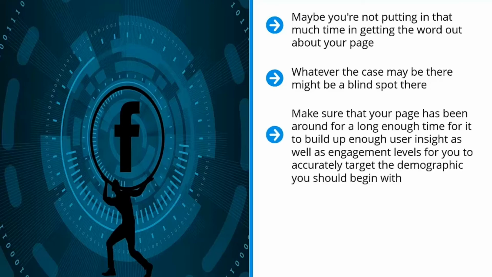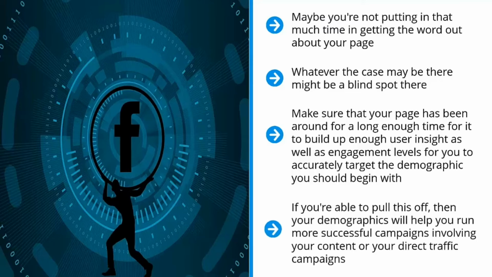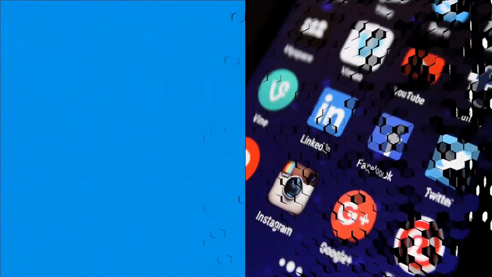Make sure your page is mature enough before you launch a paid page boost campaign. Make sure that your page has been around for a long enough time for it to build up enough user insight as well as engagement levels for you to accurately target the demographic you should begin with. This is important. If you're able to pull this off, then your demographics will help you run more successful campaigns involving your content or your direct traffic campaigns. These are campaigns that direct traffic from Facebook directly to your target website. You're going to do that primarily using a lookalike audience campaign.